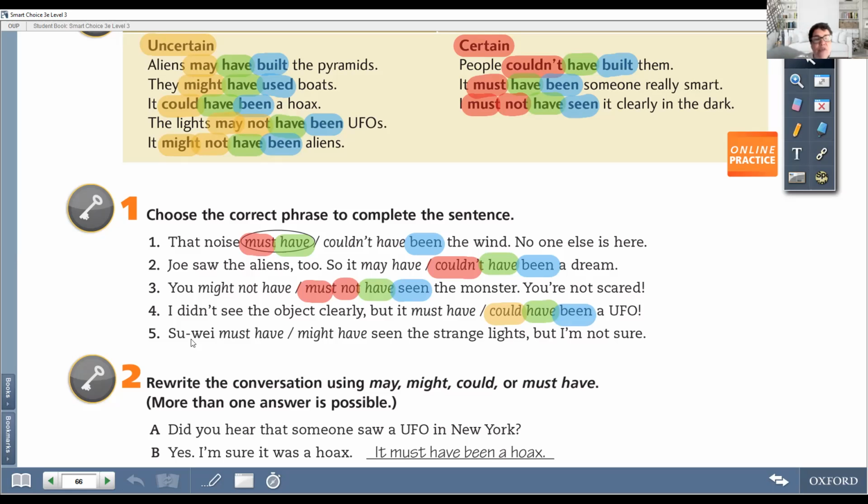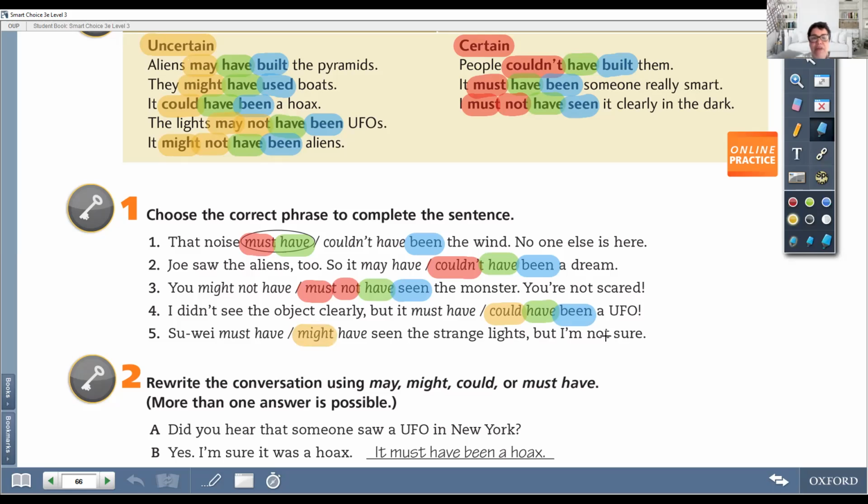Now, number 5, Sue Wei seeing the strange lights, but I'm not sure. So when I'm not sure, what do I use? Must have or might have? Exactly. Might have. Very good, girls. So might because I am uncertain.